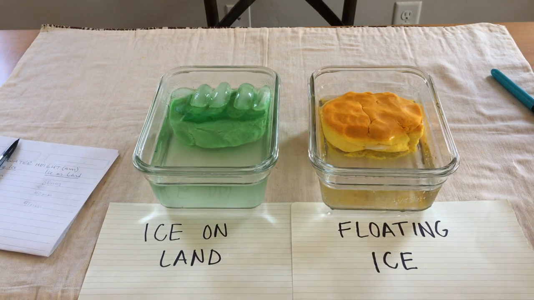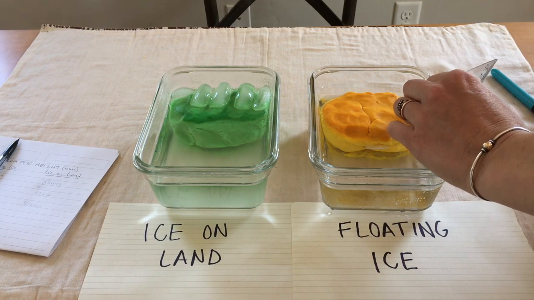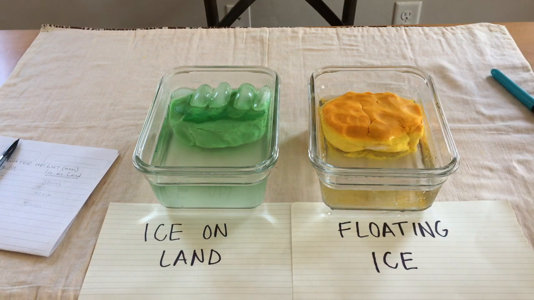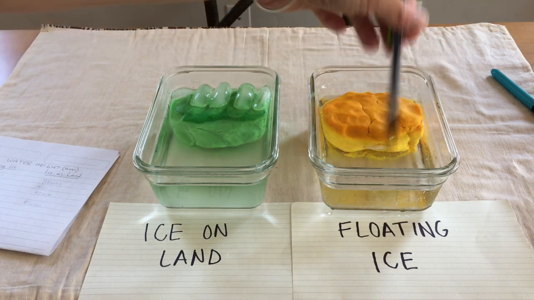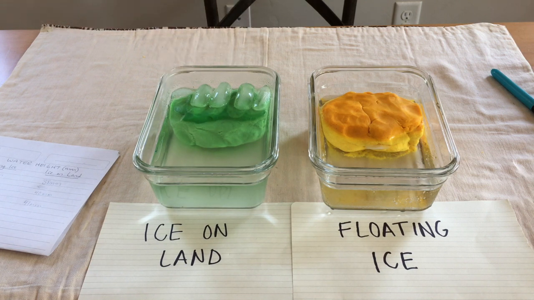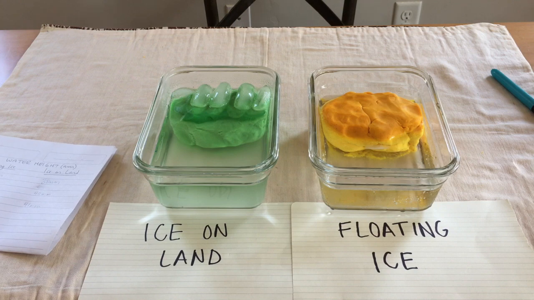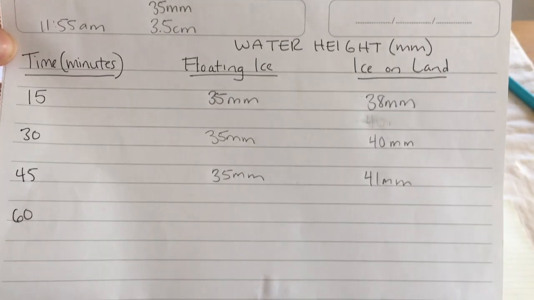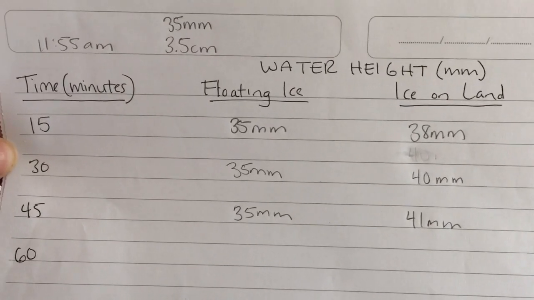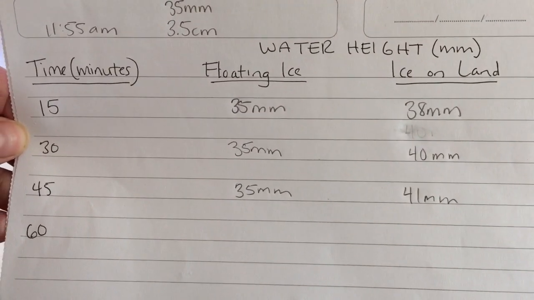And we'll do the same thing for the floating ice. And even I can see my mark, this water level hasn't changed. It's still 35 millimeters. And the ice here in this bin has almost all the way melted. This one is slowly still melting. Still some big chunks of it there on land. So still 35 millimeters for our floating ice. Okay, so we have one more reading to do, our 60-minute reading, which will take another 15 minutes.